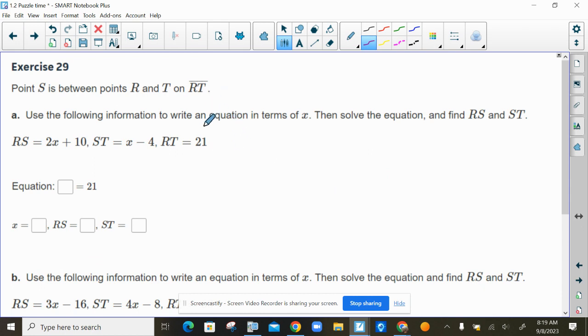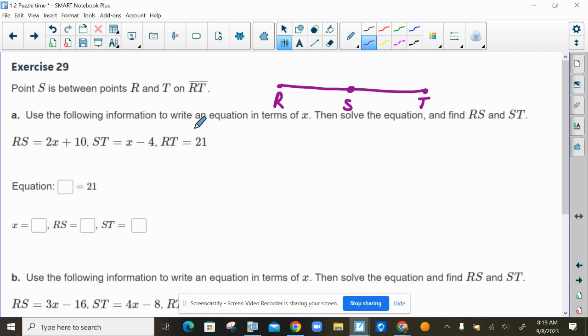So what you need to realize is we have point S in between. So RT is the total segment, and if it helps, draw a picture. Like here's RT, and we're going to have a point S somewhere on that segment. It's not the midpoint. They're not telling us it's the midpoint. It's somewhere on there. So what we have to do is add RS plus ST, and that's going to equal RT.